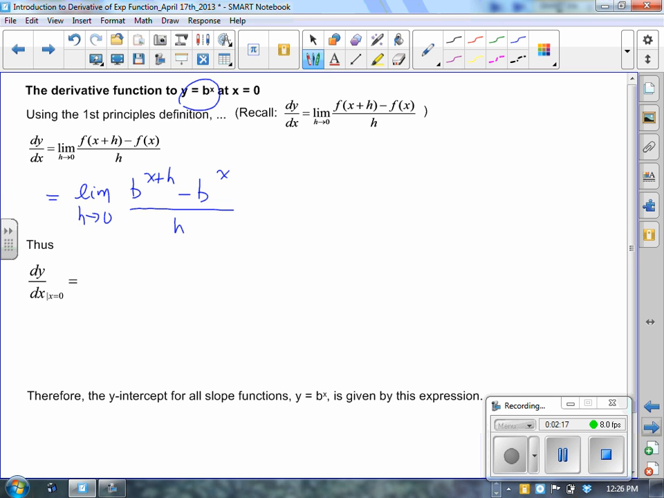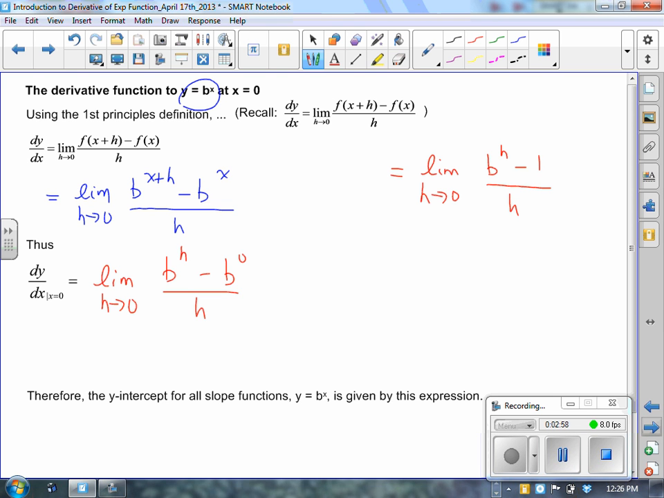So it just so happens that if we are interested in the value of the slope function at x equals 0, or the derivative at x equals 0, then we're going to substitute in a value of 0 for x. So let's see what we have here. The limit as h approaches 0 would be equal to b to the h minus b to the 0 all over h. If we move a little further on that, up here to the top right hand side, that will be equivalent to the limit as h approaches 0 of b to the h minus 1 all over h.